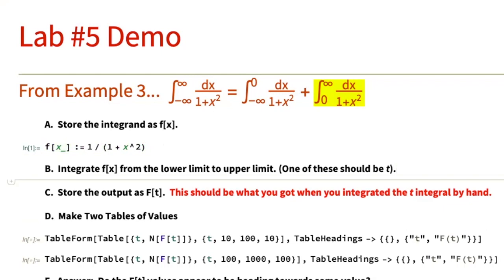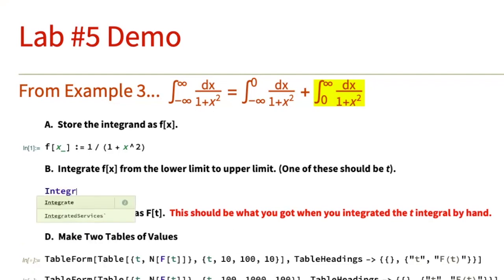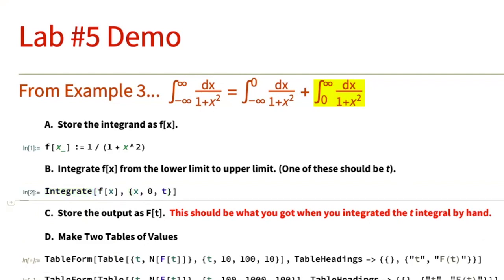The next step, it says, is integrate f of x from the lower limit to the upper limit. One of these should be t. And in the lesson video, you learned that the one that should be replaced with t is the one that is causing a problem for the integral, which is either infinity or a discontinuity. I'm going to put in my integrate command. And inside set brackets, I'm going to say let x go from not 0 to infinity, but 0 to t, and shift enter.